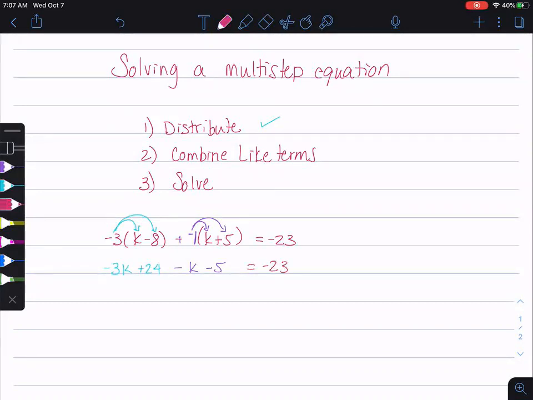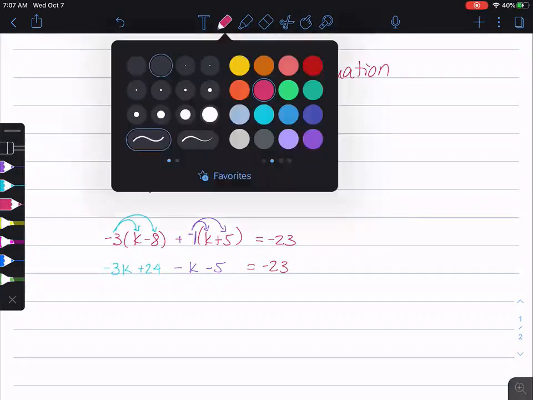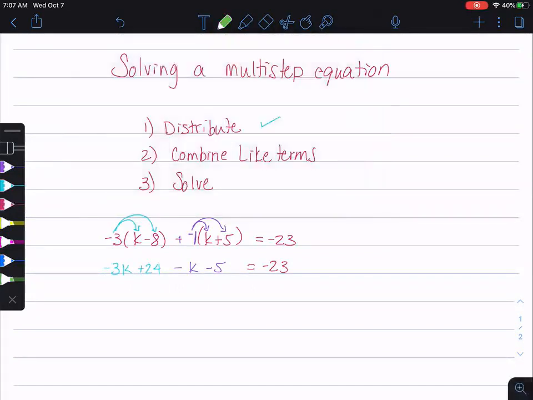So after this step, we said we're going to go ahead and we will combine like terms. So this -3k and this -k get combined to become -4k. And then I have this 24 and this -5. Those are going to get combined to be a positive 19. This is still equal to -23.